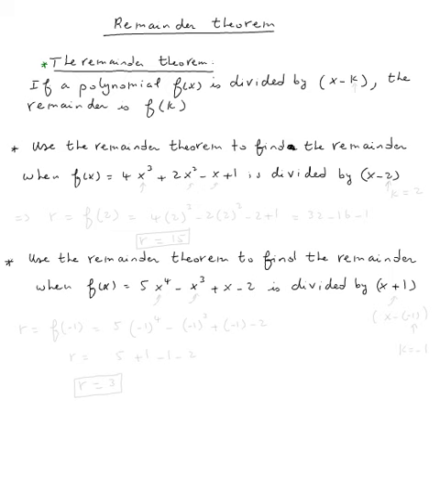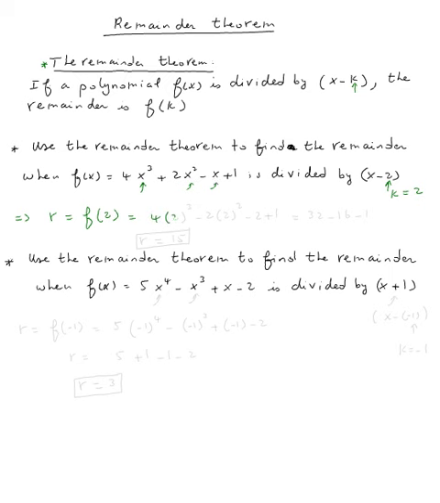For the first example, use the remainder theorem to find the remainder when f of x equals 4x cubed plus 2x squared minus x plus 1 is divided by x minus 2. Since we're dividing by x minus 2, see x minus k, we know that k is equal to 2. So, therefore, the remainder is always going to be equal to f of k, but our k happens to be 2, so f of 2. So all we need is to evaluate the function at x equals 2, meaning plug in 2 for each x.